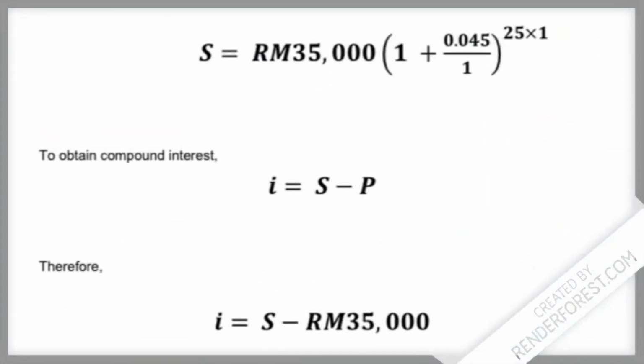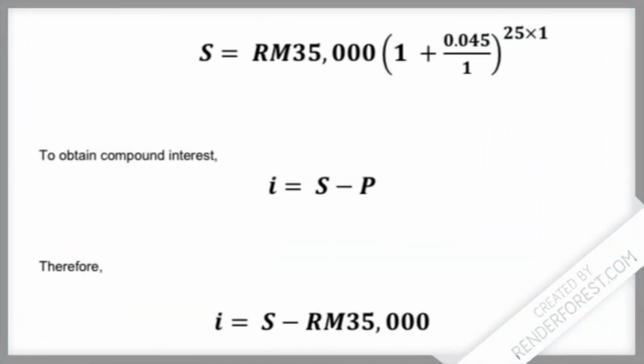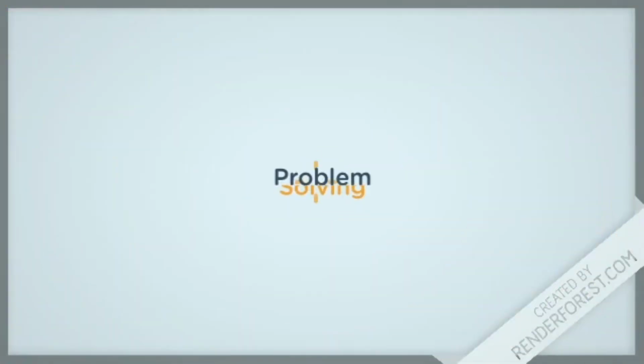To obtain compound interest, we choose the formula I equal S minus P. So I equal S minus RM35,000.